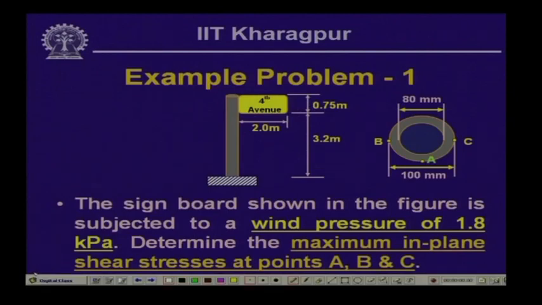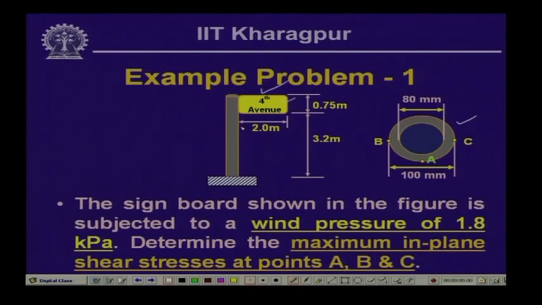Well, then let us look into some of the examples on these combined loading situations. Now, this is one of the examples which I had given to you last time, wherein the actions will be in the form of bending and torsion. Now, here you see this is a sign board which is connected to a vertical member which is a tubular member, and it gives the direction of a particular street.